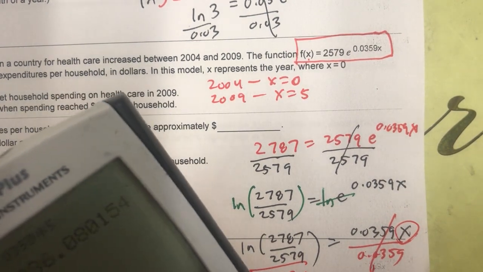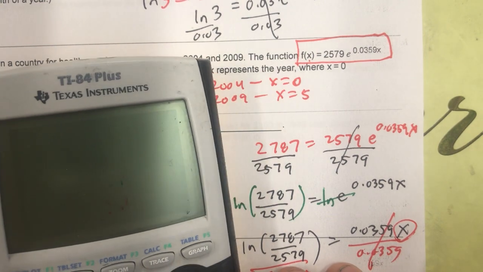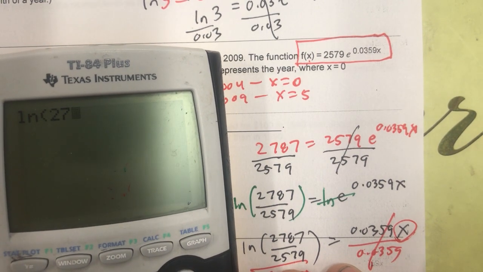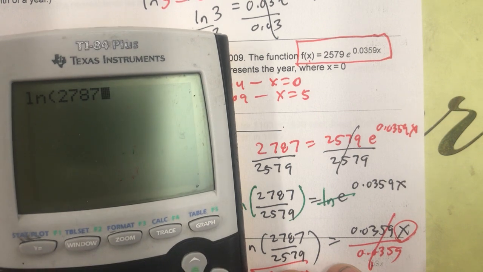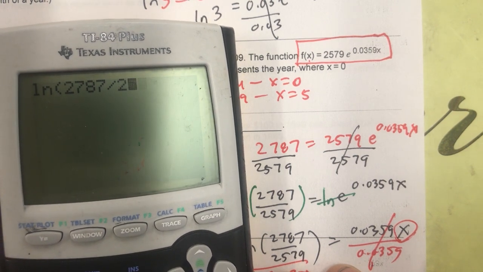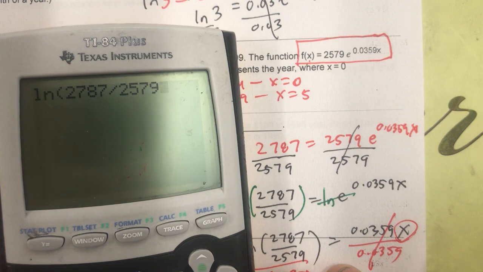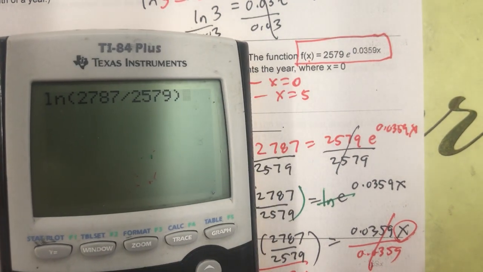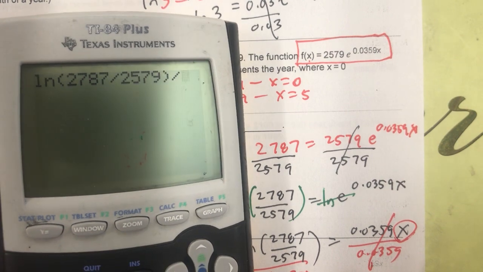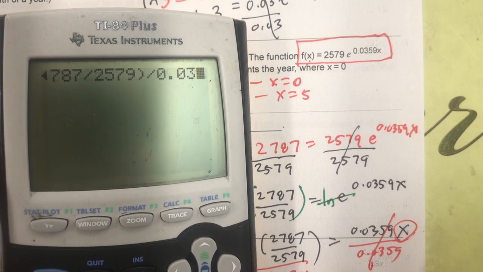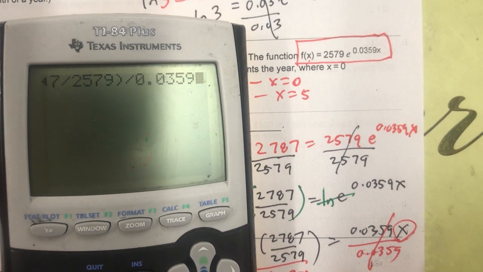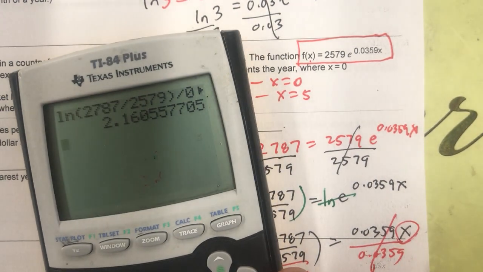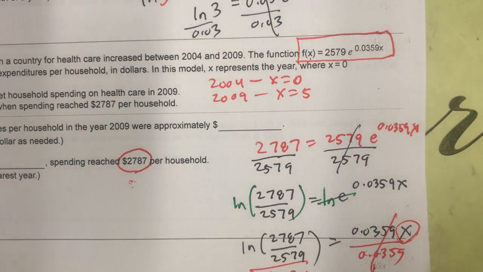All right, so as I punch this in, watch me now. As I do this, I'm going to do natural log. I'm going to do 2787 divided by 2579. Close it up. Okay. Then I'm going to divide by 0.0359. And this is what I get right here, 2.16, which means it's just 2 years.